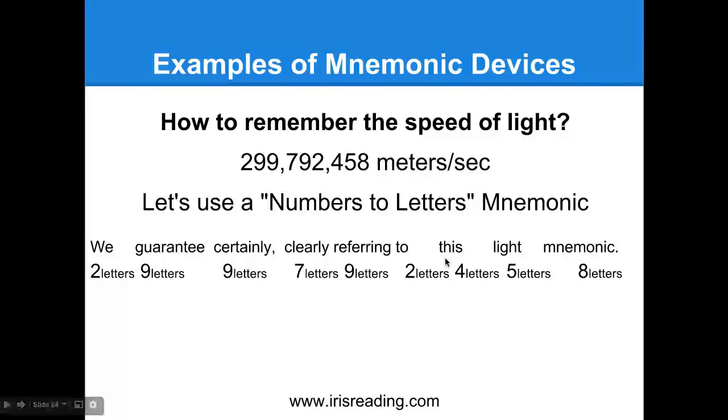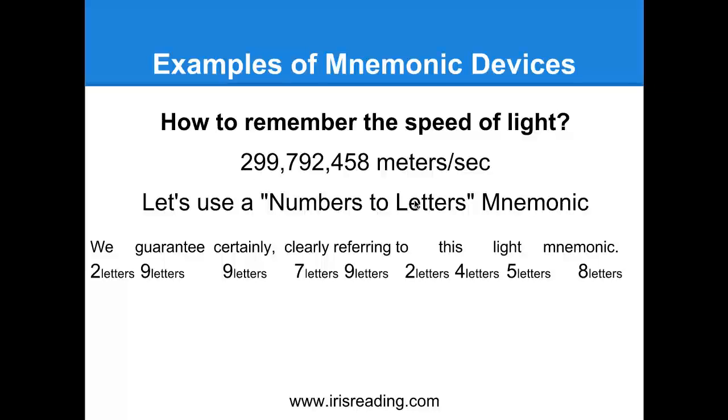So I keep saying this a few times and then finally it gets stuck in my head. And then later on the test, when I have to recall what the speed of light is, I just remember we guarantee certainly, clearly referring to this light mnemonic. I might write that down. And then all I got to do is count how many letters are in each word. Okay, there's 2 letters here, 9 right here, 9 right here, 7 right here, 9, and so on. And once you have all those numbers, you've memorized the speed of light. So again, we guarantee certainly, clearly referring to this light mnemonic. That is how we can remember the speed of light.